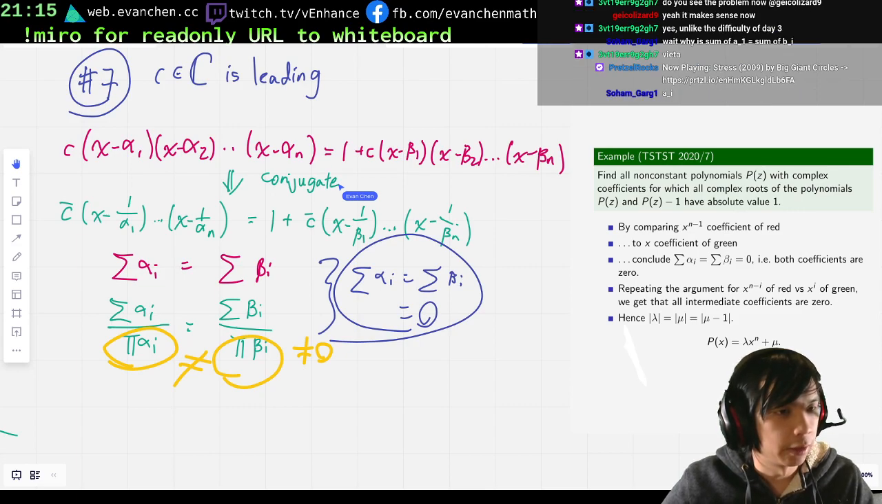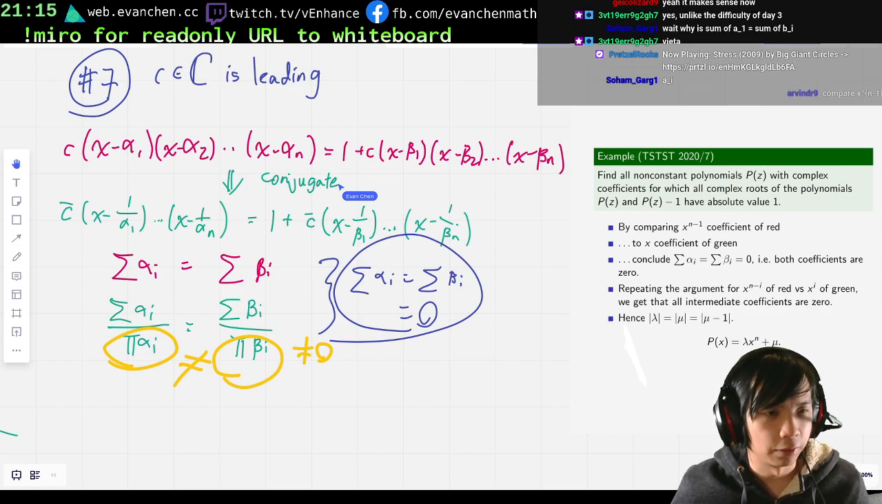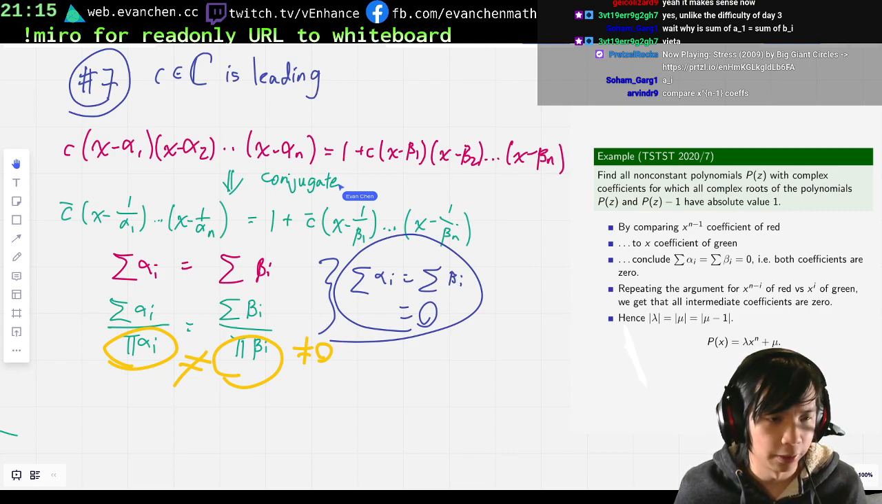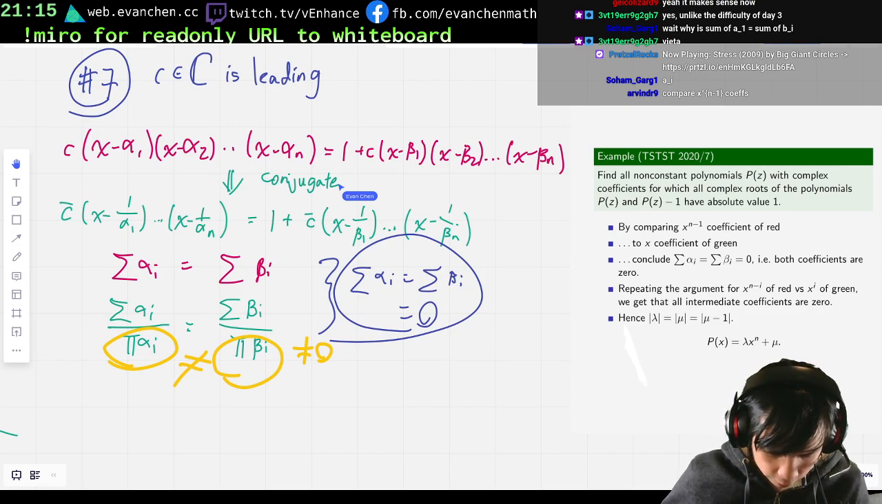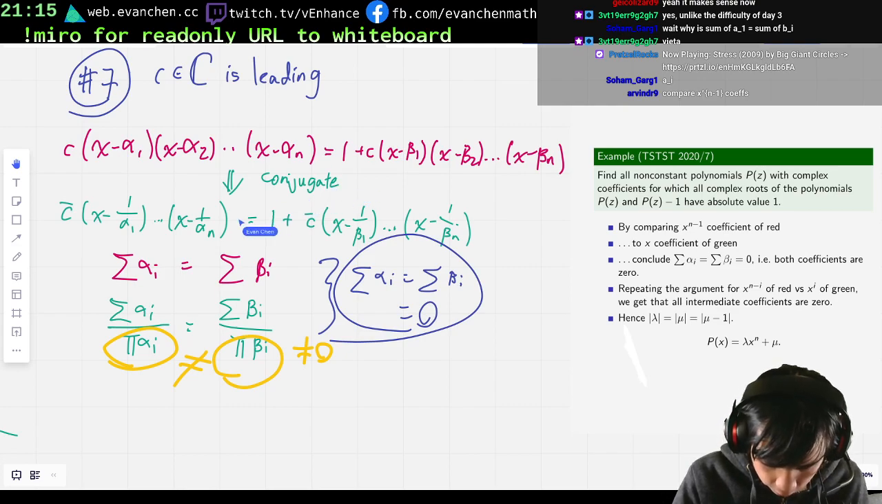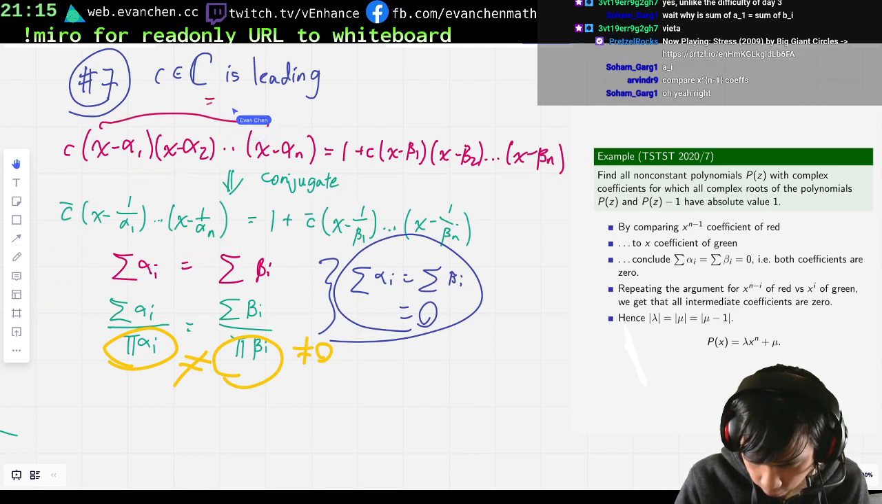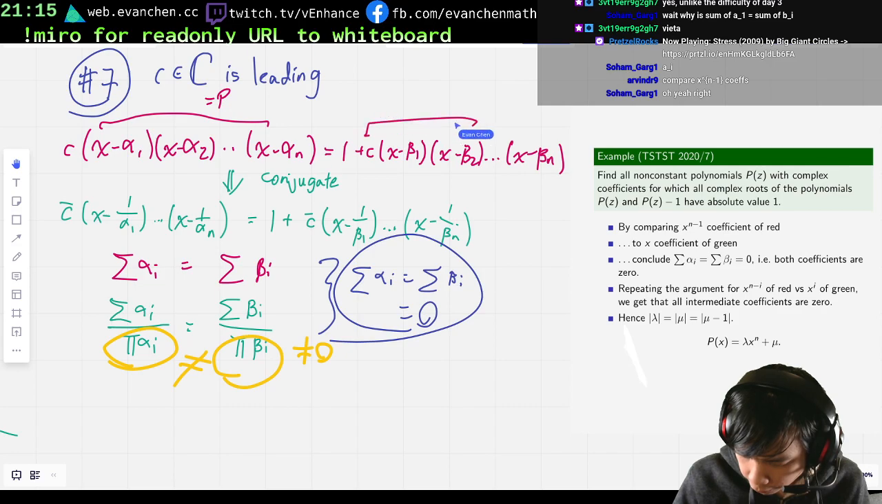Well, you look at the x to the... So you have this equation, right? And you look at the x to the n minus 1 coefficient. By Vieta's formulas, the x to the n minus 1 coefficient is c times sum alpha I on the left and c times beta I to the right. We're assuming these are equal. Yeah, so that'll do it. Like this thing is equal to p. This thing is equal to p minus 1.